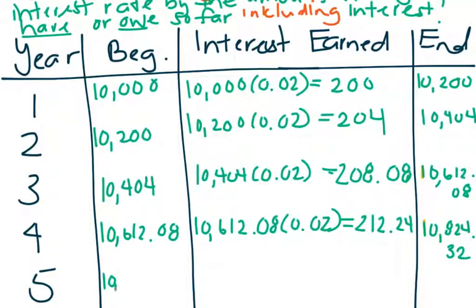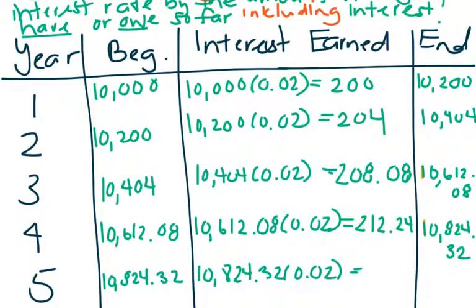We're starting at the beginning of the year. It's $10,824.32. We're going to multiply that number by our interest rate, 0.02, and we get $216.49 if you round correctly.